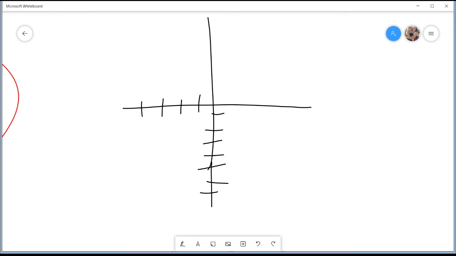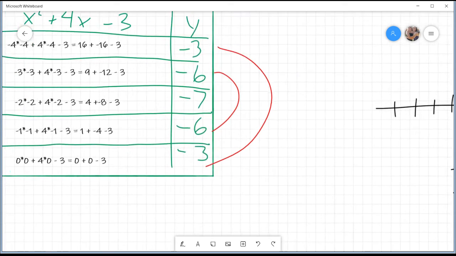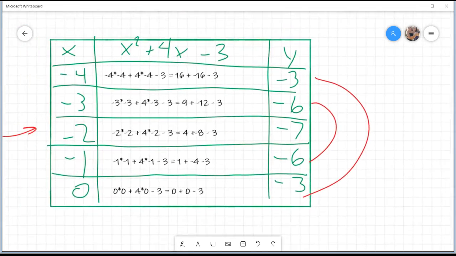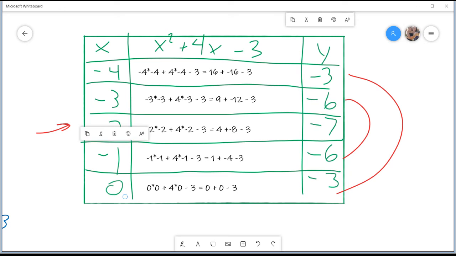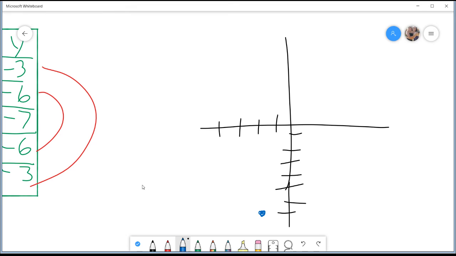Okay, now let's make sure all the graphing things go in the right place. I'll start with the vertex. Negative 2, negative 7. I'll graph it in blue. Here's negative 2, right here. And negative 7, 1, 2, 3, 4, 5, 6, 7 is down here. So I have my first point there. I'm going to graph these next 2 points, negative 3, negative 6, and negative 1, negative 6. Negative 3, negative 6 is right here. And negative 1, negative 6 is right here.